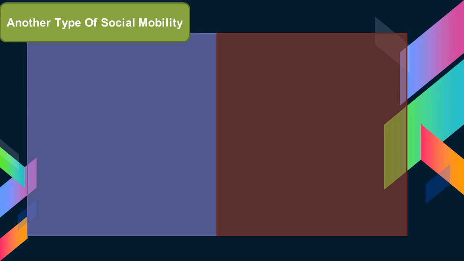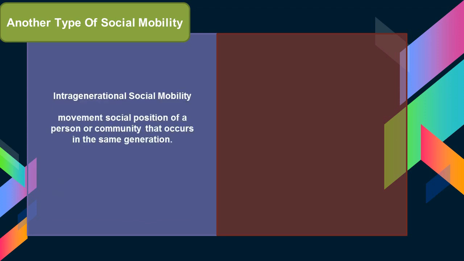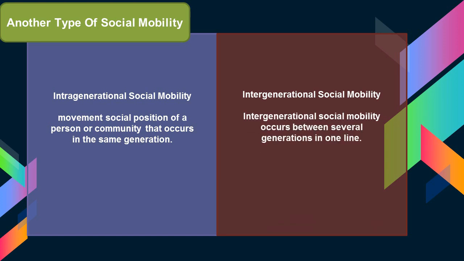Another type of social mobility. First, intragenerational social mobility. Intragenerational social mobility is the movement of social position of a person or community that occurs in the same generation. Second, intergenerational social mobility. Intergenerational social mobility occurs between several generations in one line.